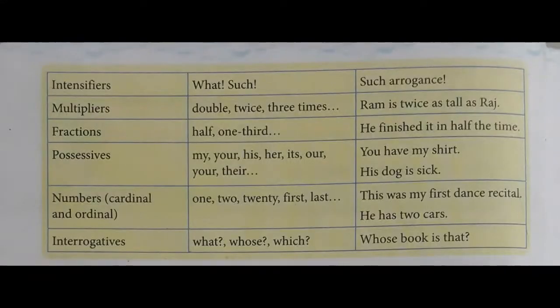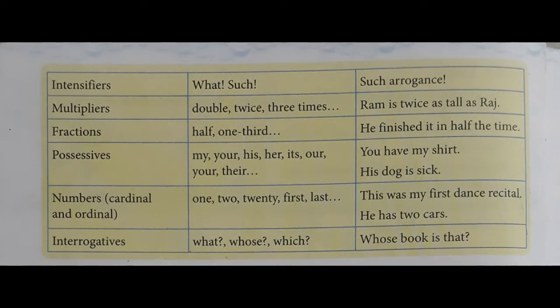The next image that you see is intensifiers, words like what with an exclamation mark, and such, expressing a kind of exclamation, used in a sentence, such arrogance. Multipliers, words which can be used to show multiplying things: double, twice, three times, and so on. Ram is twice as tall as Raj, showing a calculation. Fractions, half, one third, again a mathematical unit. He finished it in half the time.